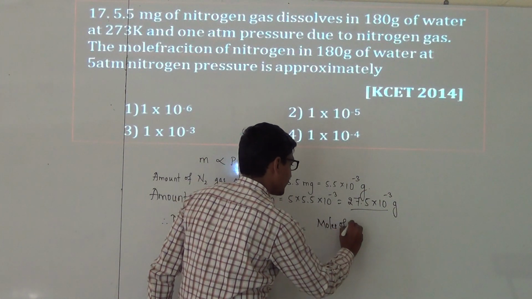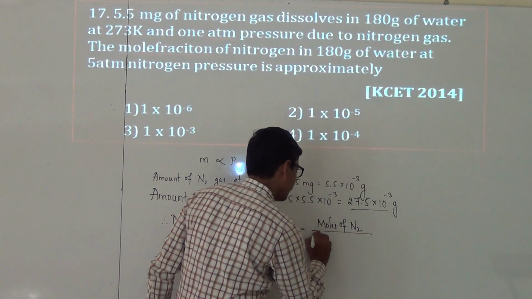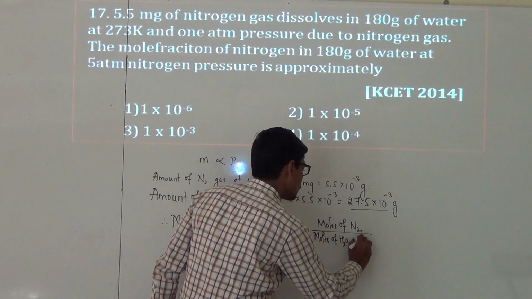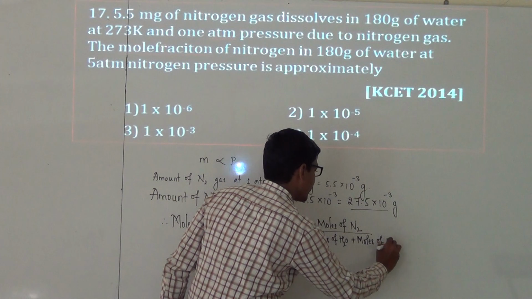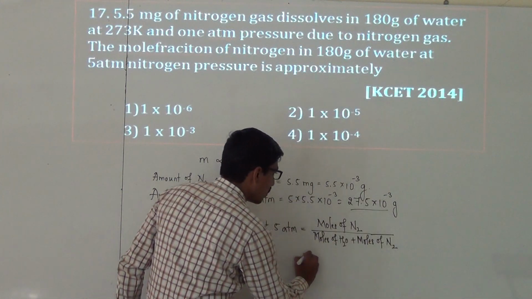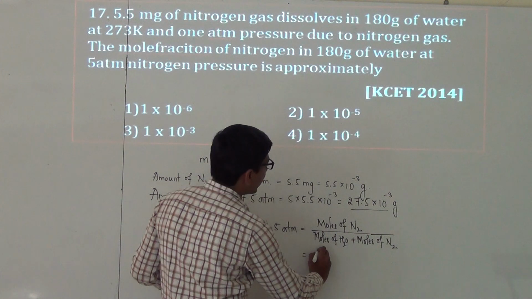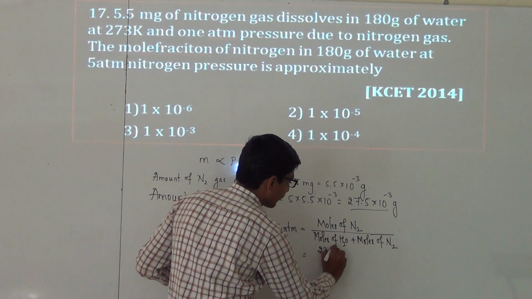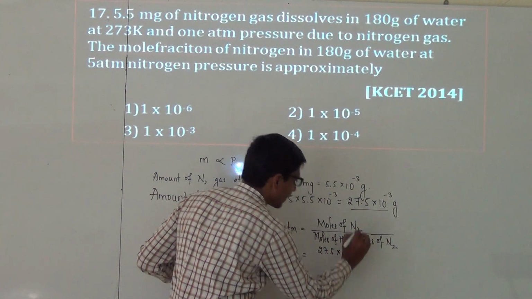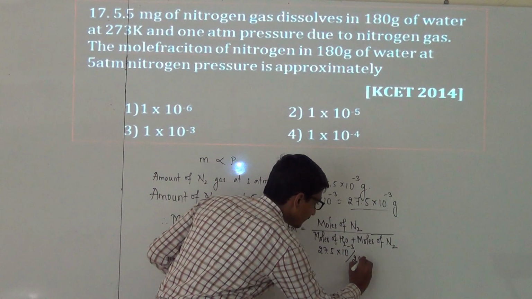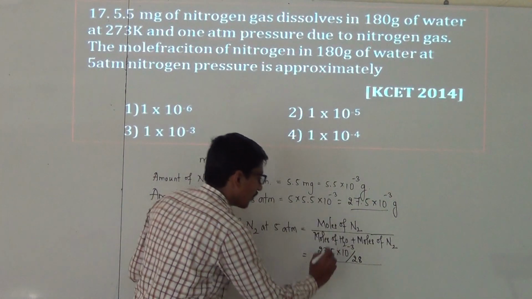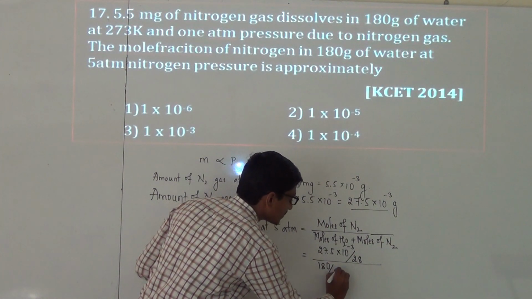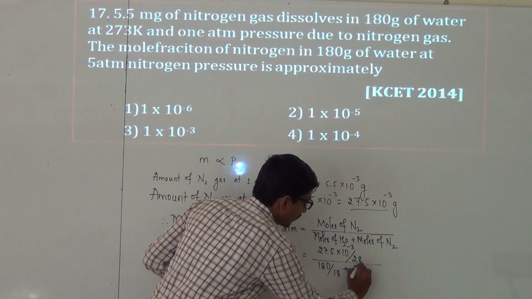moles of N2 divided by moles of H2O plus moles of N2. Moles of N2, that is weight of nitrogen at 5 atmosphere, is 27.5 into 10 raised to minus 3, and the molar mass of nitrogen is 28, divided by the number of moles of water; weight of water is 180 and its molar mass is 18.